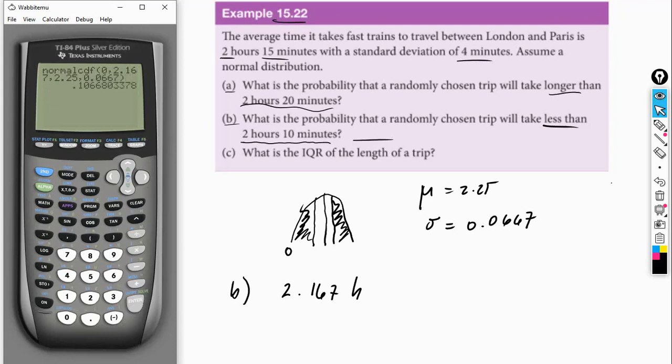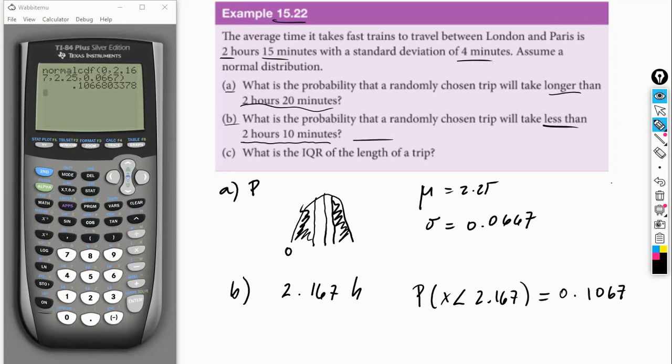So we hit enter, and there we are. So notice, let's write it with formality. We would say that the probability for the random variable x to be less than 2.167 hours is going to equal 0.1067 or 10.67%. Now, because of symmetry, the answer for part A would be the same.